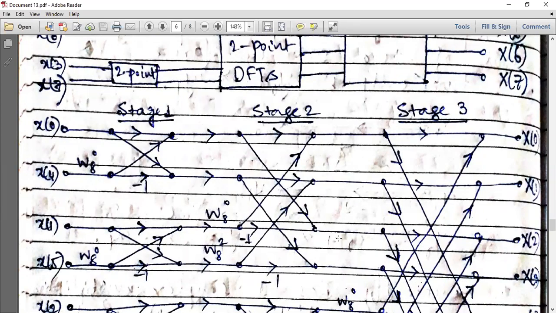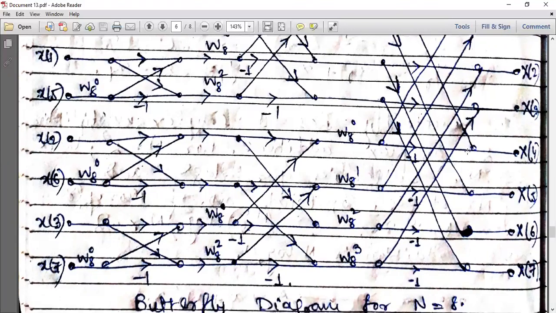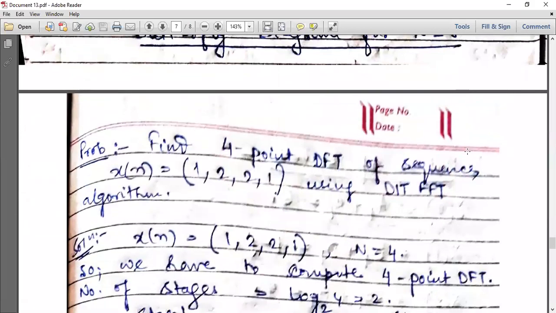So no twiddle factor has been multiplied. But the last 4 have W80, W81, W82, W83. Clear? There are 4 backward paths going back upwards. So that's why the twiddle factor W8 is multiplied. Clear? So this is the butterfly diagram for n equal to 8. Clear?